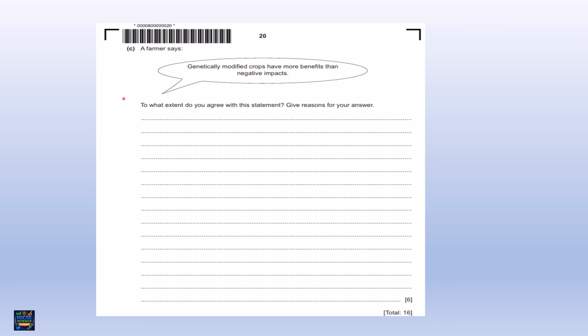Part C of question number 8: a farmer says genetically modified crops have more benefits than negative impacts. Here is the statement, and the question is: to what extent do you agree with this statement? Give reasons for your answer. You need to write the reasons according to the marks. The marks are 6, so you need to explain. You need to give some reasons for this statement. This carries 6 marks, and altogether question number 8 carries 16 marks.